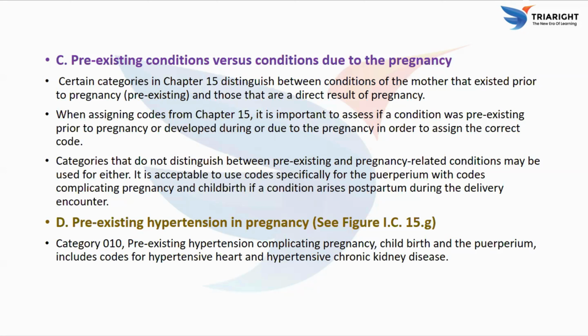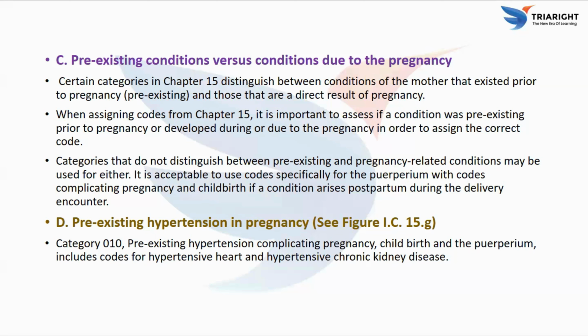So what are the conditions caused by the pregnancy? These are the problems that develop because of pregnancy. For example, gestational diabetes, pregnancy-induced hypertension, hyperemesis gravidarum, that is severe vomiting due to pregnancy. These get different chapter 15 codes because they are direct results of the pregnancy.